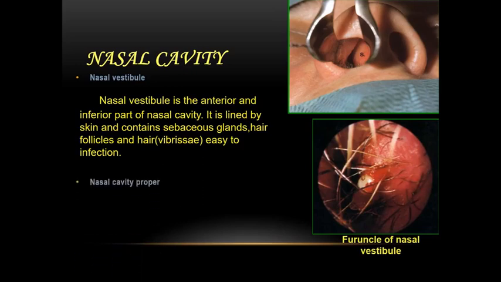And then the nasal cavity proper. Again, the nasal cavity consists of the nasal vestibule, which is the anterior inferior part of the nasal cavity, lined by skin with sebaceous glands and hair follicles, which is easy to get infection, forming furuncles of the nasal vestibule. And don't forget the dangerous area of the face. And then we have the nasal cavity proper.